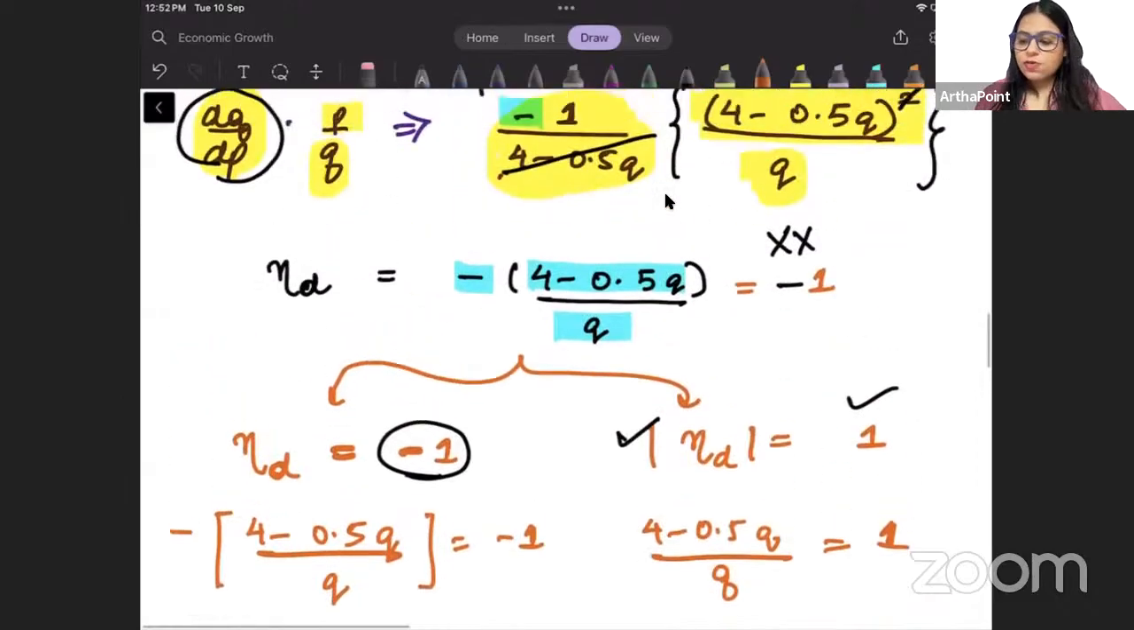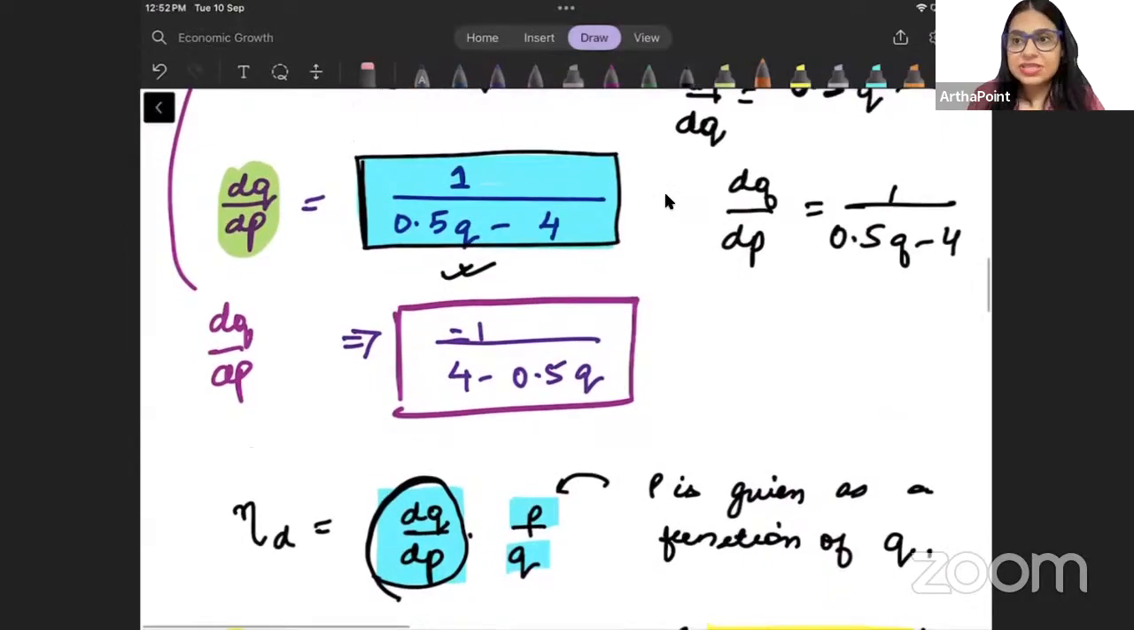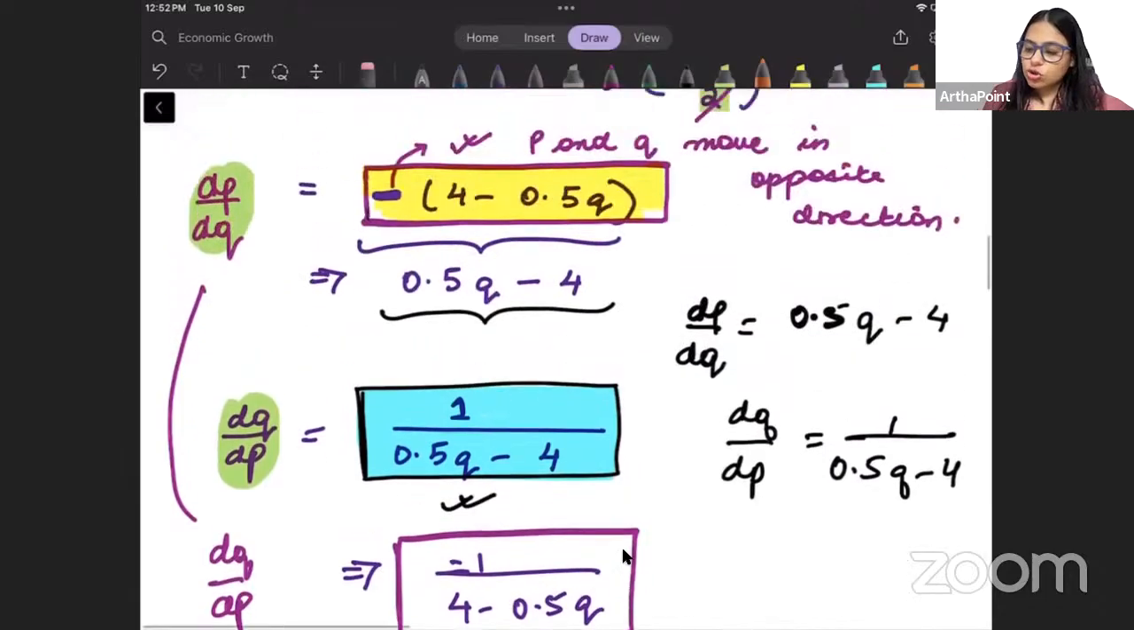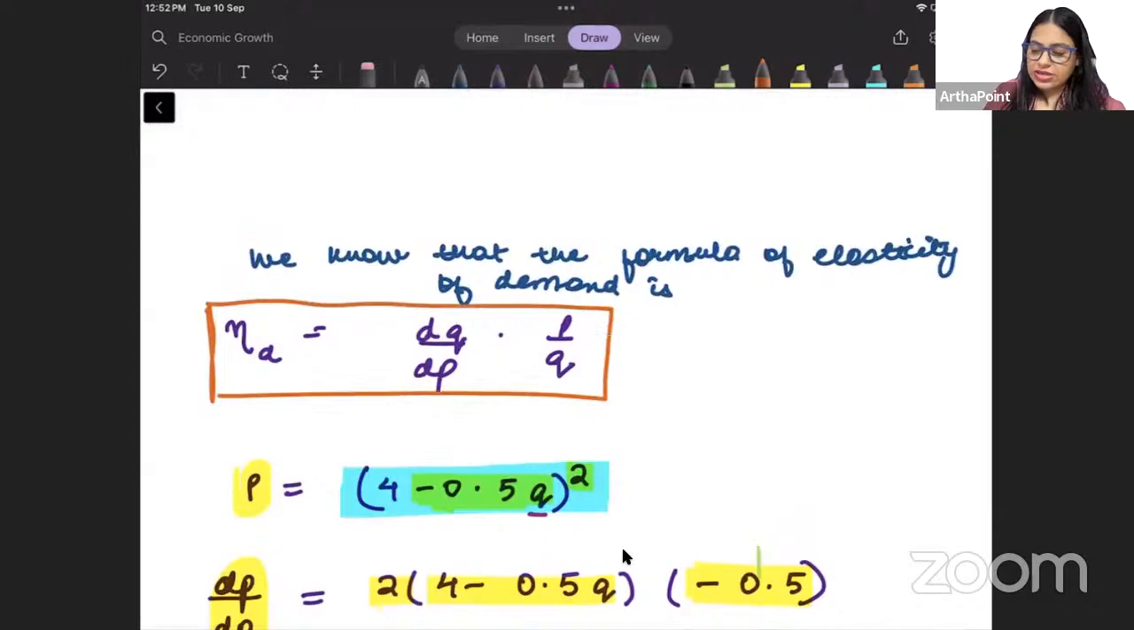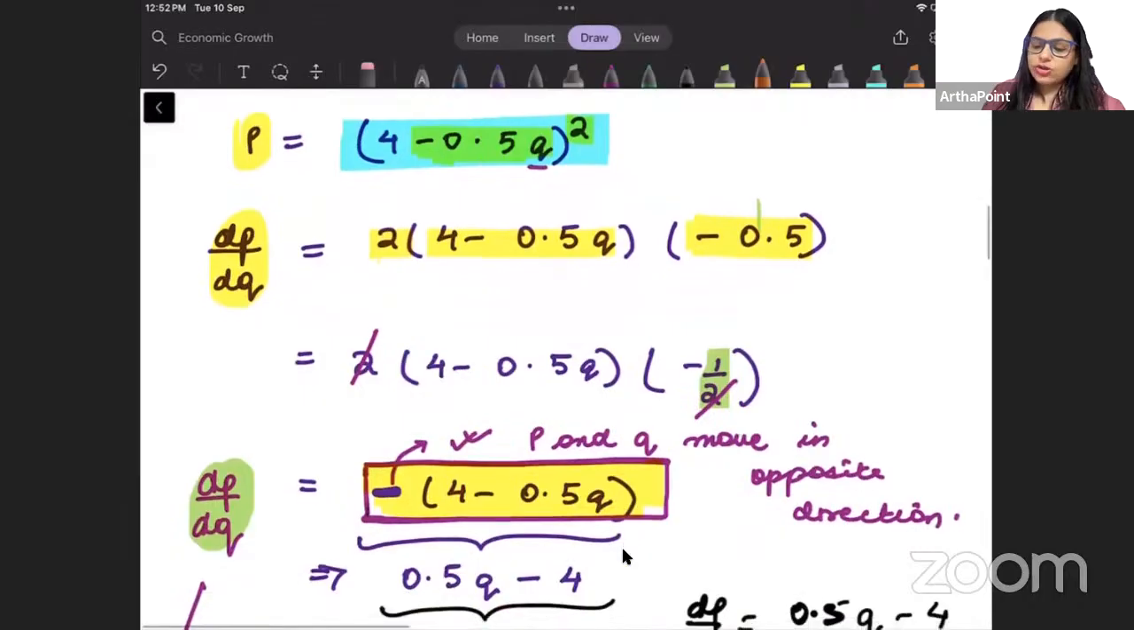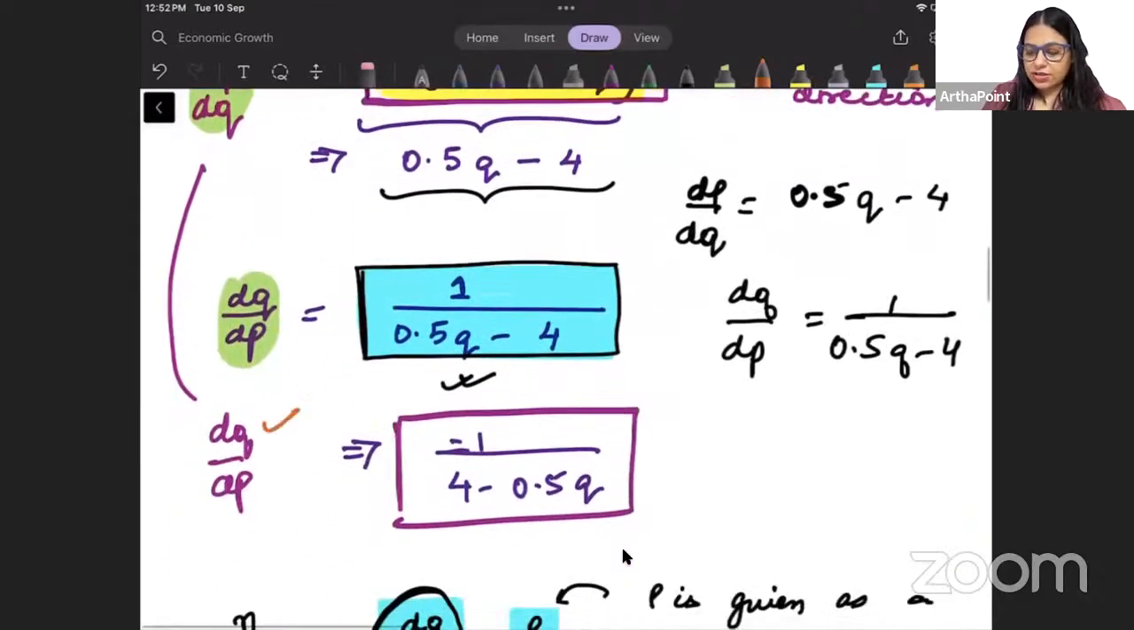So you see how we need to be careful at multiple steps. This is not a very difficult question, but you have to be very systematic in writing the answer. We need to sit calmly and write the answer very carefully and systematically. One, we first mention the formula for elasticity of demand. This is an important aspect. Second, if we are finding dP by dQ, we convert it into dQ by dP, which I have done here.